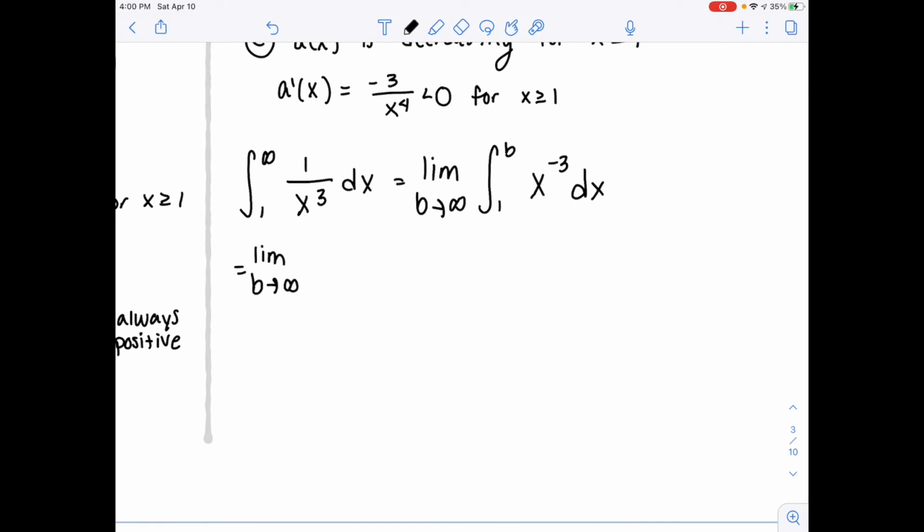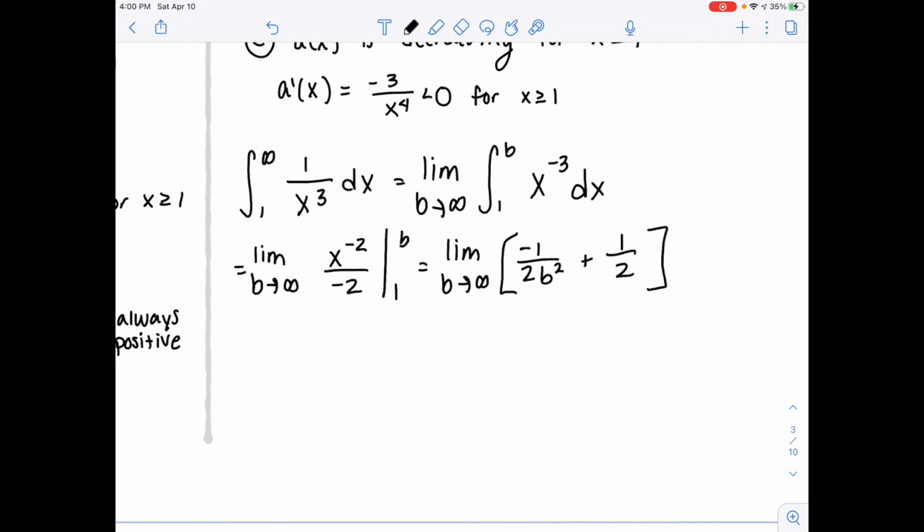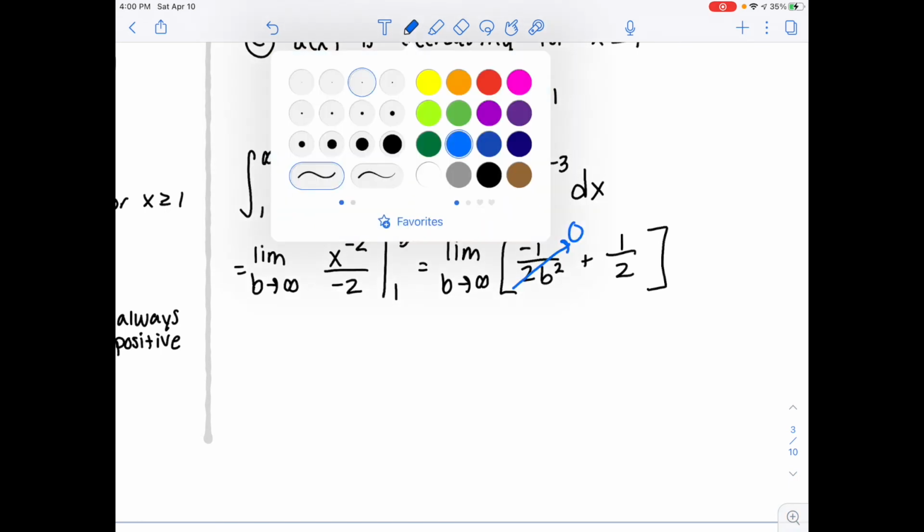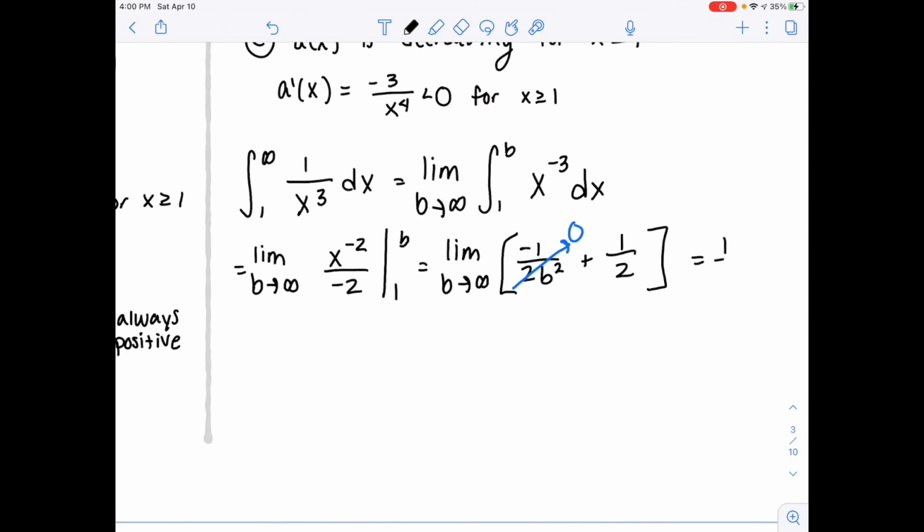If we do our power rule, that's going to become x to the negative 2 over negative 2, from 1 to b. So that's the limit as b goes to infinity. If I plug my upper and lower bound in, that's going to be negative 1 over 2b squared, plus 1 over 2. So the first part, as b goes to infinity, goes to 0.